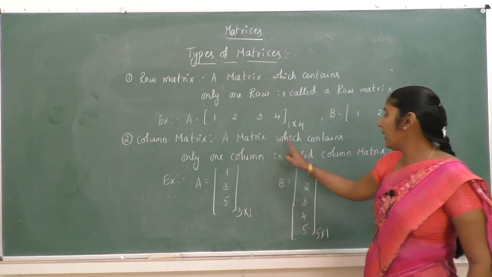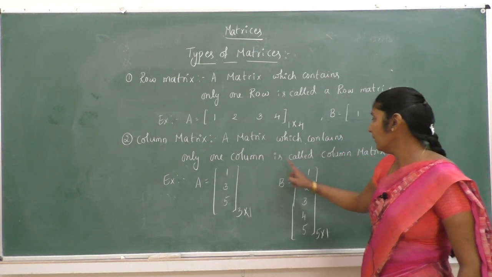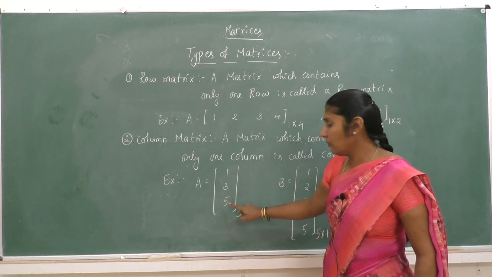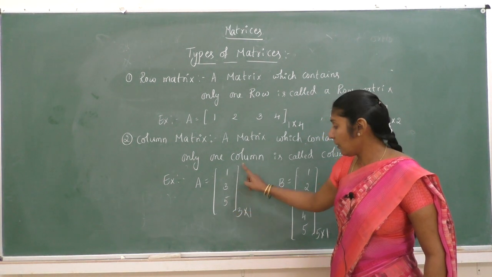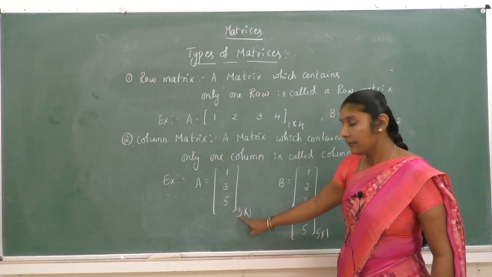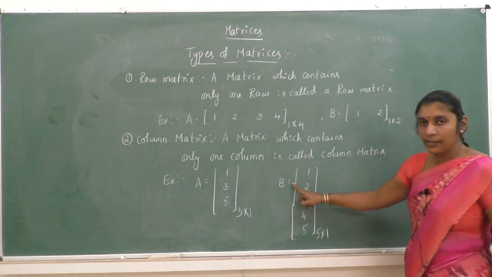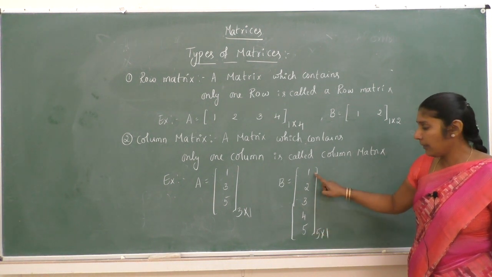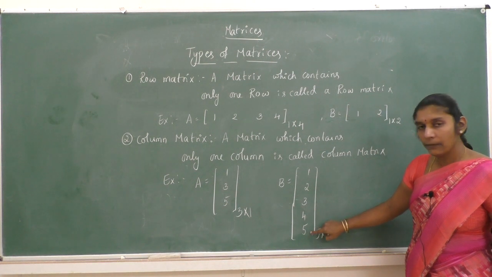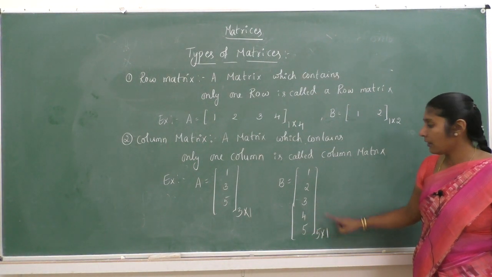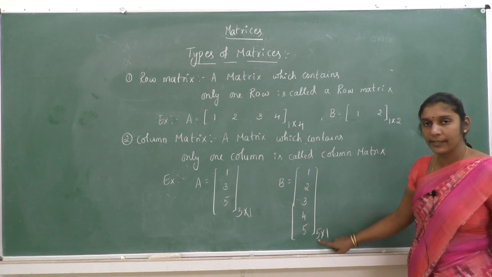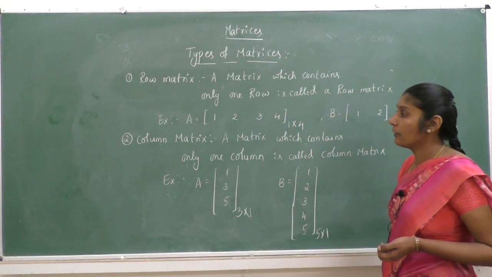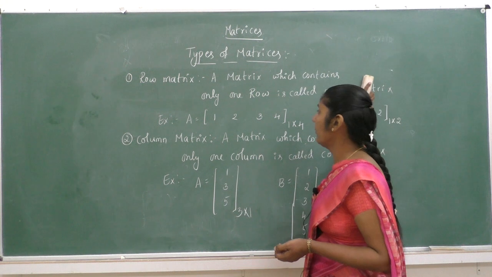A matrix which contains only one column is called a column matrix. Example, capital A, 1, 3, 5. So, order of this matrix is 3 cross 1, 3 rows, 1 column. Another example for a column matrix, capital B is equal to 1, 2, 3, 4, 5. 5 rows, 1 column. Order of this matrix is 5 cross 1. So, 2 types of matrices: row matrix and column matrix.